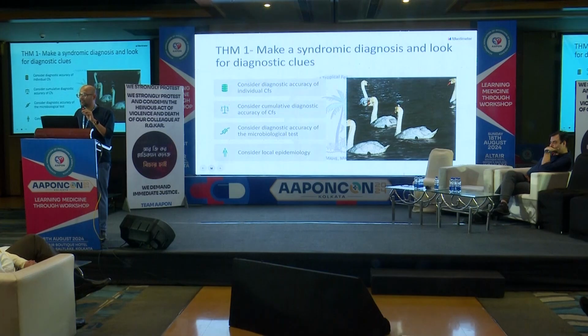So I leave with the take-home points. I have 4 take-home points. The first is that you should make a syndromic diagnosis. If you don't make a syndromic diagnosis, it is very, very difficult to choose the antibiotics that you want to give. For example, there are antibiotics that will not penetrate that much into CNS or will not have that much urinary penetration. So you have to know what is the syndrome that you are suspecting.